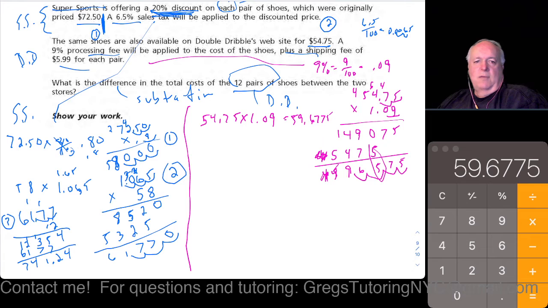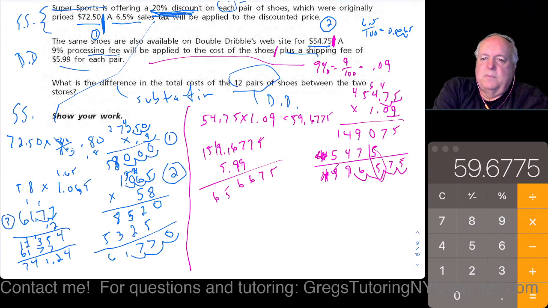So at this point, we have this here. It was 50 for that. We applied the processing fee, and then it says plus. So we have 59.6775, and then there's 5.99 for the shipping cost on top of each one. So we should be getting 65.6675. So let me add that in. Plus 5.99 equals that. Okay.